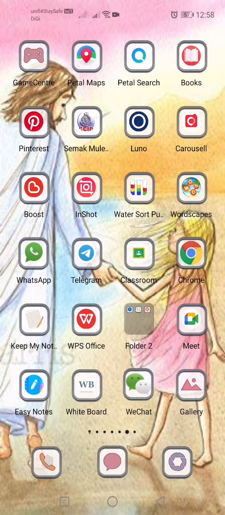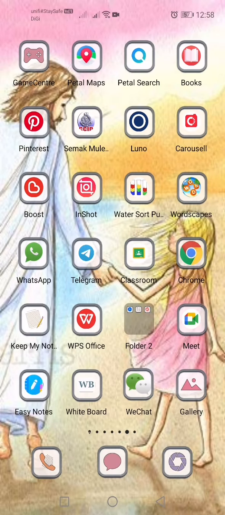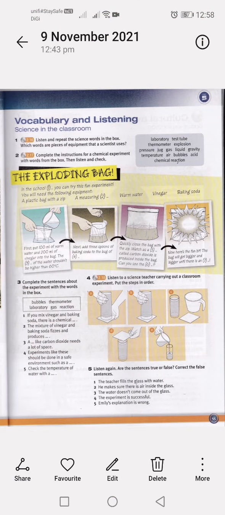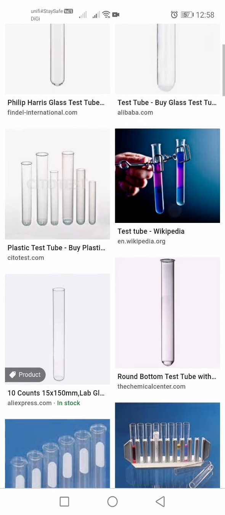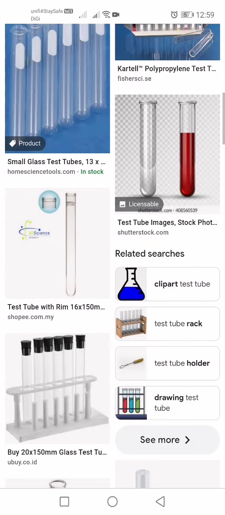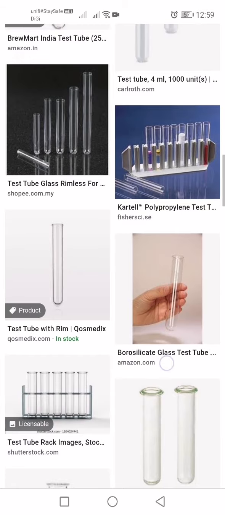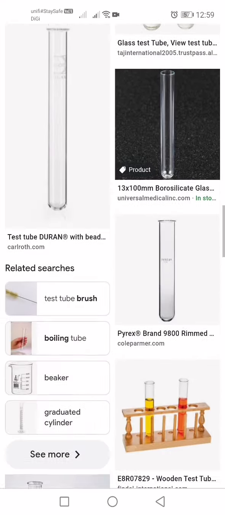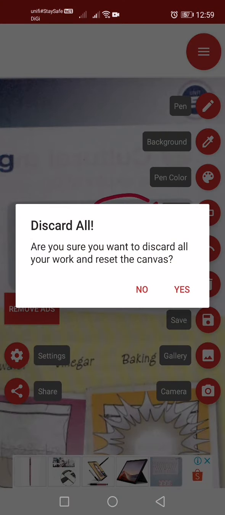The next one is test tube. Test tube is this one. Wrong. This one. Okay, this is test tube. You will see this in science lab. I'm not sure whether when you were still in primary school, did you guys go into a lab or anything? I'm not sure, but this is what a test tube looks like. Okay, next.